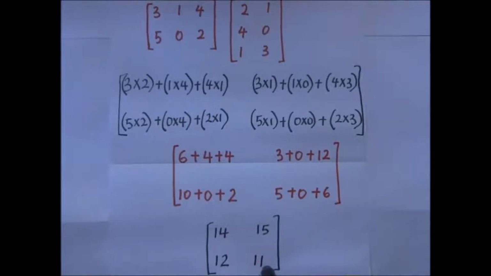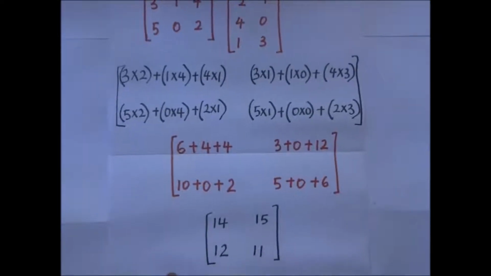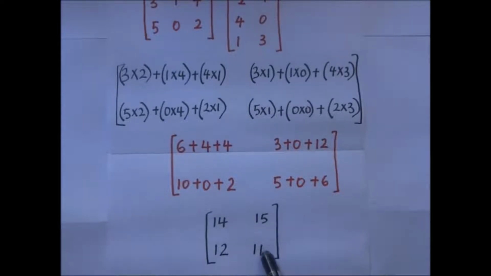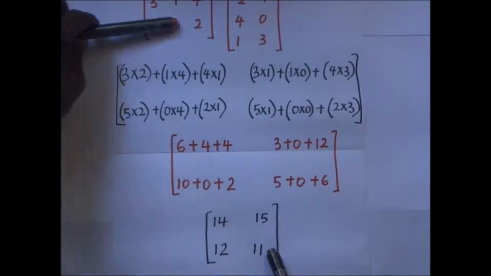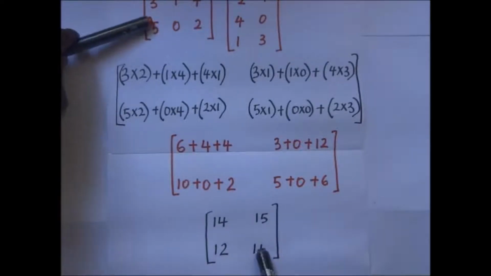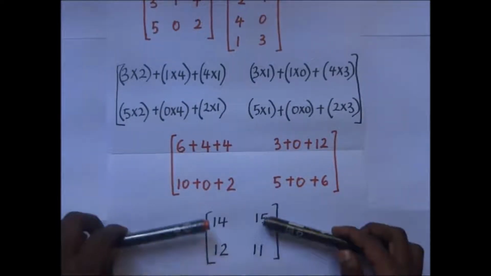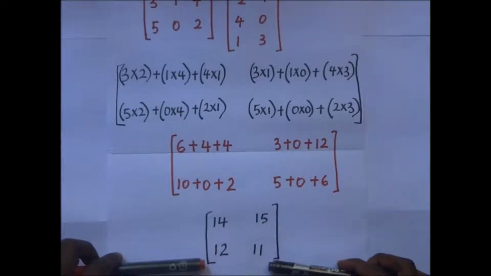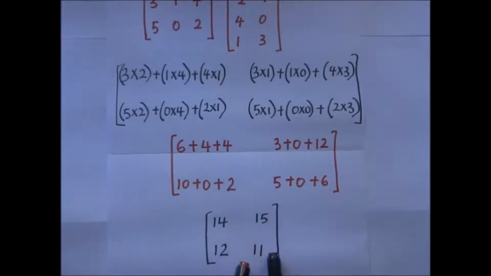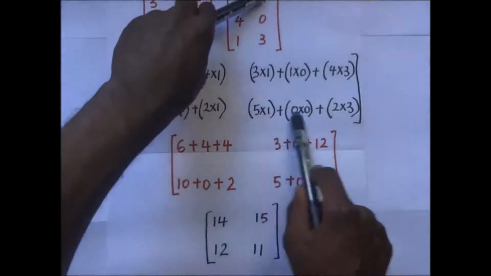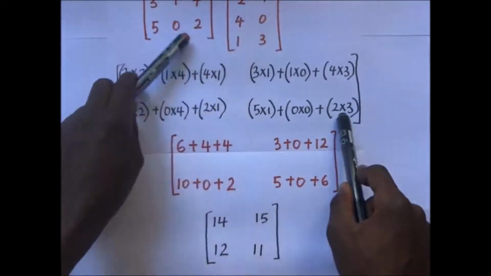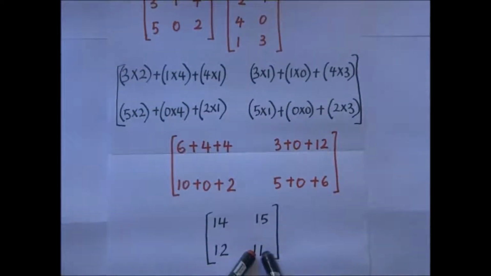And also, for us to be able to get this number 11 was the same issue. We're supposed to multiply the bottom row by the right hand column, since it is positioned in the bottom row and on the right hand column. So it was 5 times 1 plus 0 times 0 plus 2 times 3 to get this answer. And this is how we get this 14, 15, 12 and 11 as our answer for the multiplication of that.